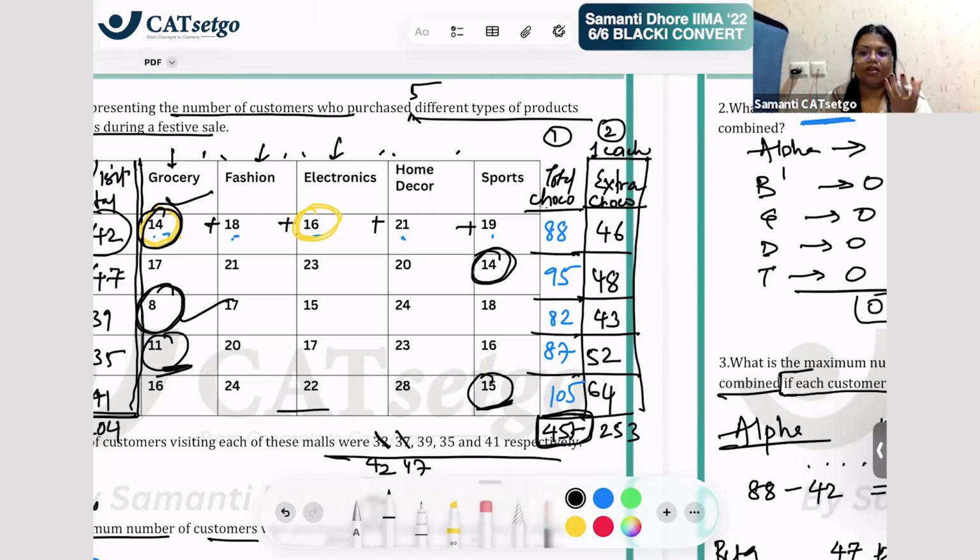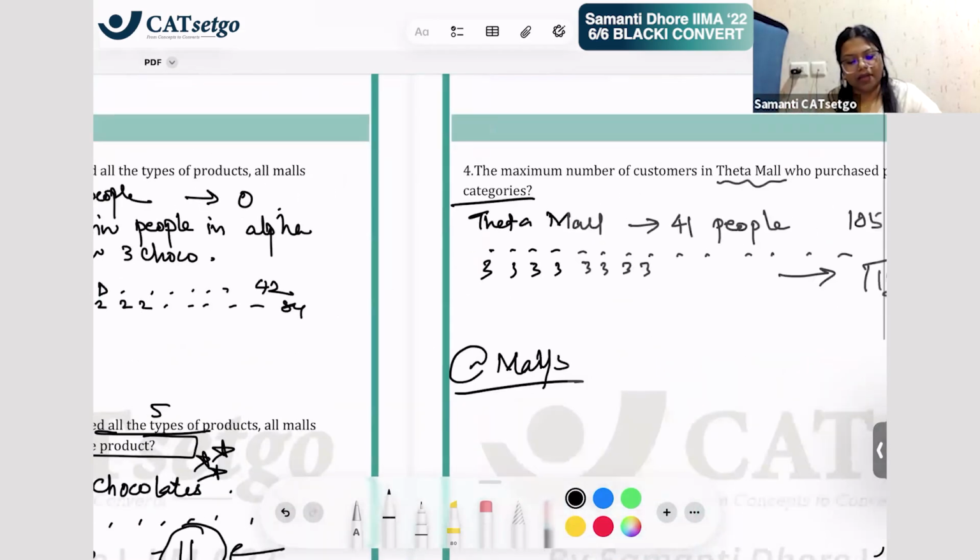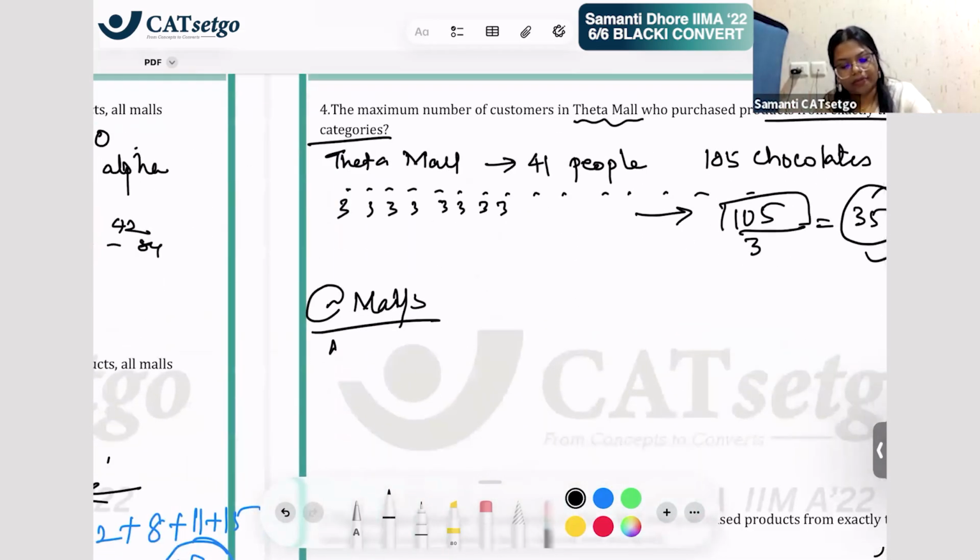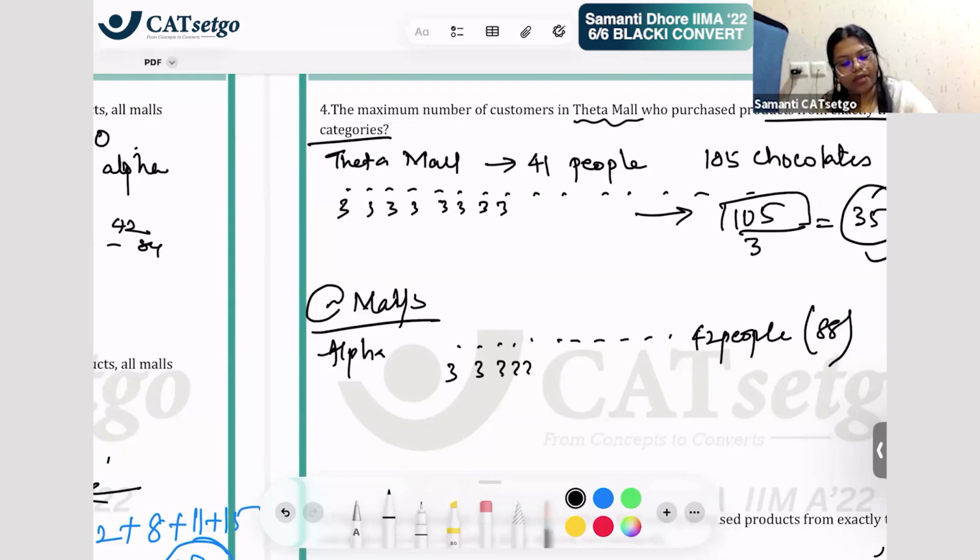You can give these products to as many people. Let me talk about Alpha Mall. In Alpha Mall, how many people are standing? 42 people. And how many chocolates are there? 88. Then I'll give 3, 3, 3 to everybody. So 88 divided by 3 is how much? 3 nines are 27, and 1 is the remainder.